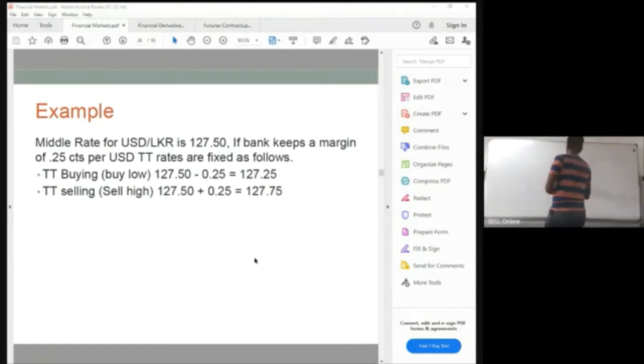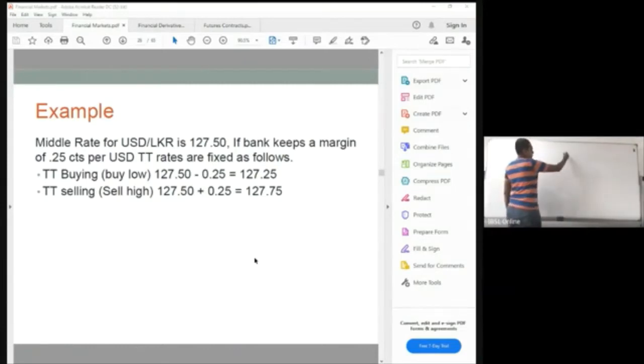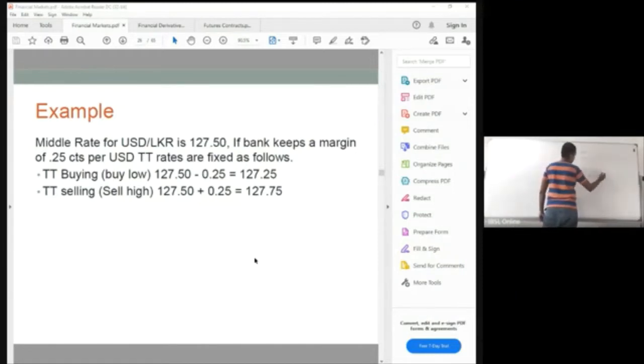So the middle rate. Before that, remember bid and offer, the price of a mango, 90 and 100. So the middle rate will be 90 plus 100 divided by 2, which is 95. That's the middle. So in other words, it is the bid plus offer over 2 that gives you the middle rate.